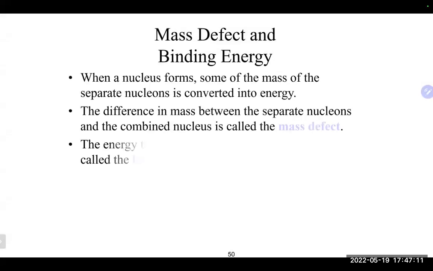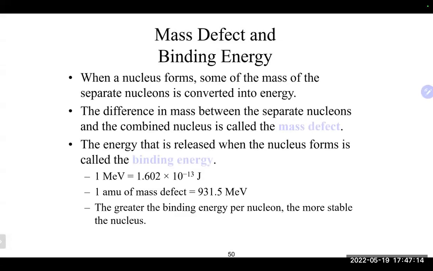So now that we've got that slide, let's talk a little bit about that energy. So the mass defect and binding energy. When a nucleus forms, as I mentioned, there's some mass of the separate nucleons. And remember, nucleons are the particles in our nucleus, so that's your protons and your neutrons. That mass is converted into energy, and again, it is converted into energy using E equals mc squared.